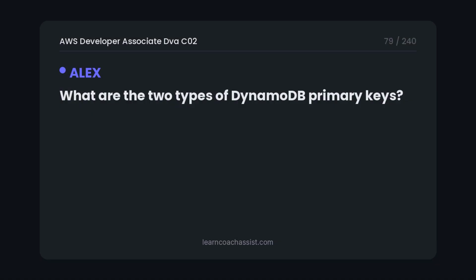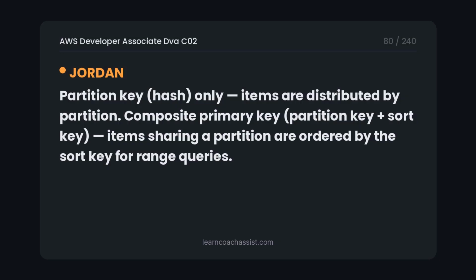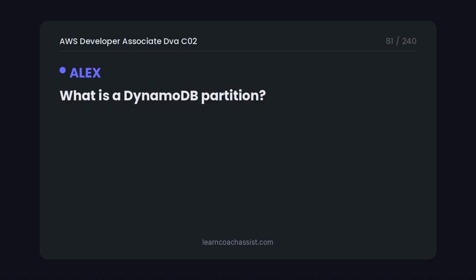What are the two types of DynamoDB primary keys? Partition key (hash) only: items are distributed by partition. Composite primary key: partition key plus sort key, where items sharing a partition are ordered by the sort key for range queries.